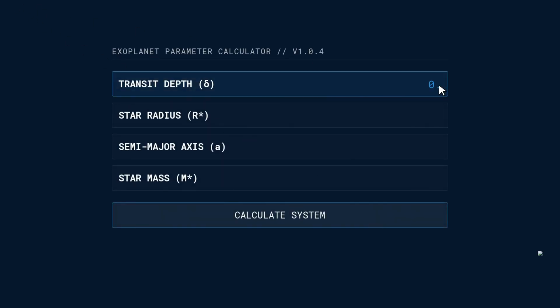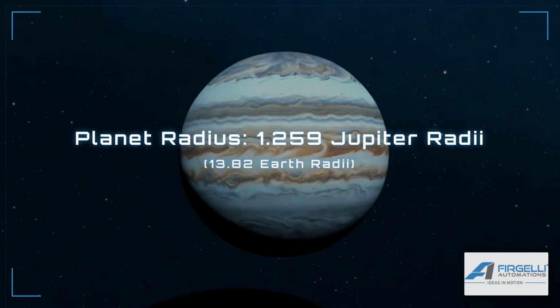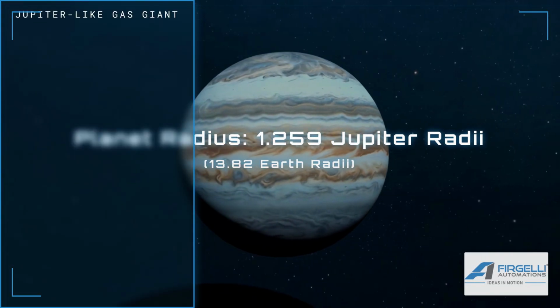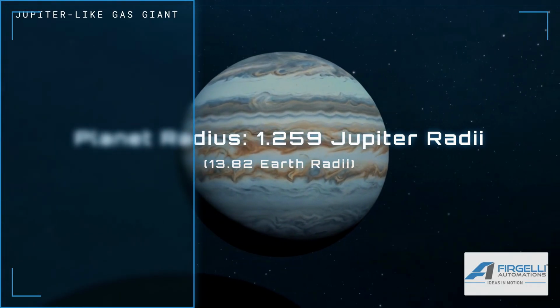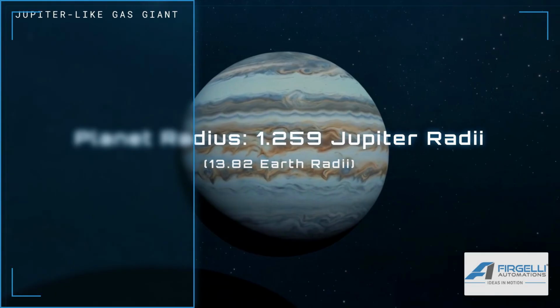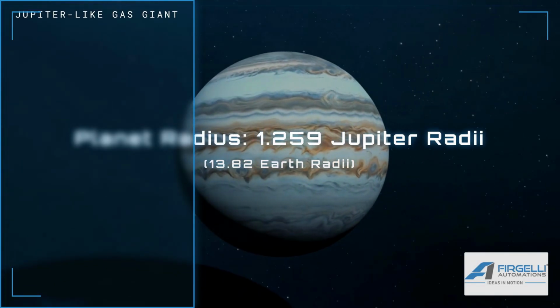Transit depth of 0.0121, star radius of 1.15 solar radii, semi-major axis of 0.0372 AU, star mass of 1.08 solar masses, and the other parameters as shown. The calculator returns a planet radius of 1.259 Jupiter radii, which equals 13.82 Earth radii or 88,044 kilometers. The classification indicates this is a Jupiter-like gas giant, consistent with the large radius we calculated.